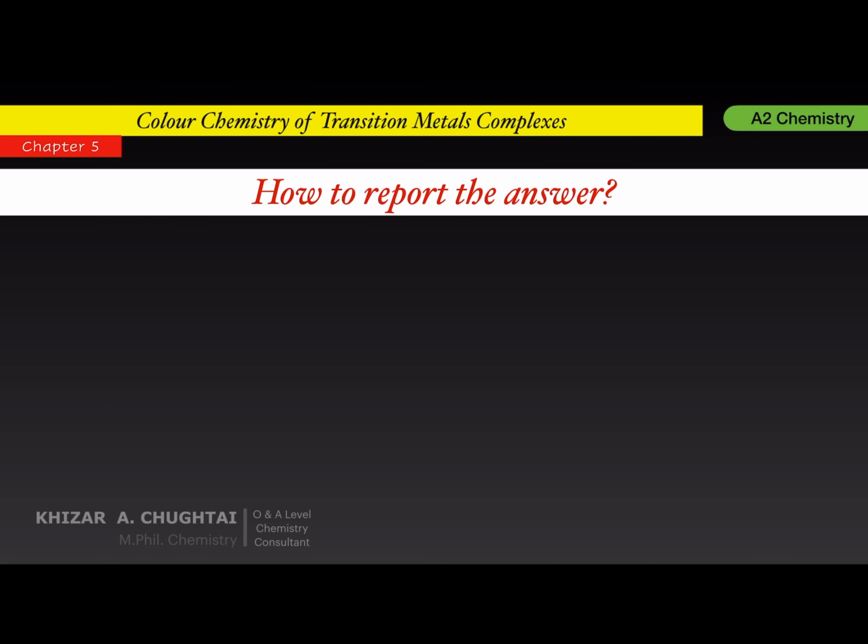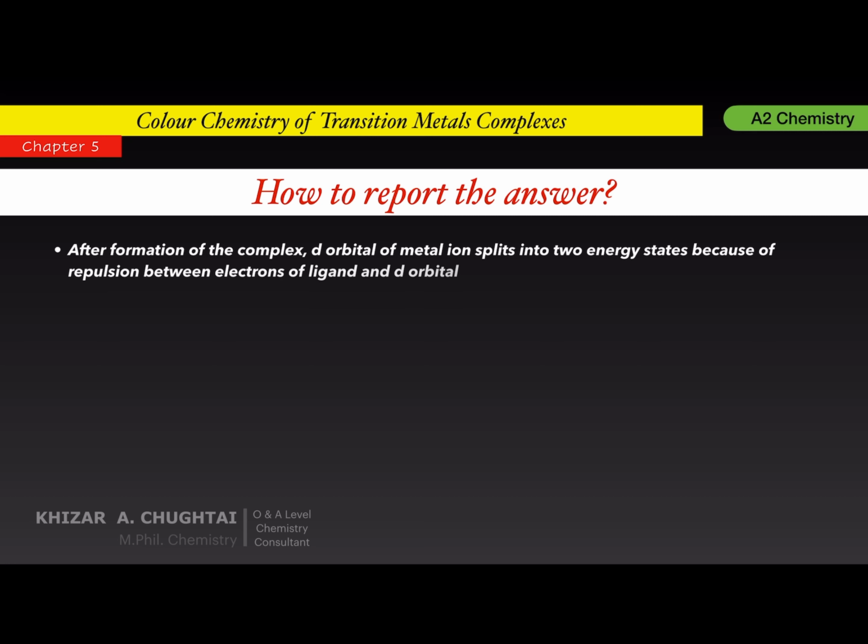How to report the answer? Here are basically four major postulates to report your answer. After formation of the complex, d orbitals of the metal ion split into two energy states because of repulsion between the electrons of the ligand and the d orbitals. That is the main cause of the splitting of the d orbitals. That is the reason for disturbance in the degeneracy of the d orbitals.